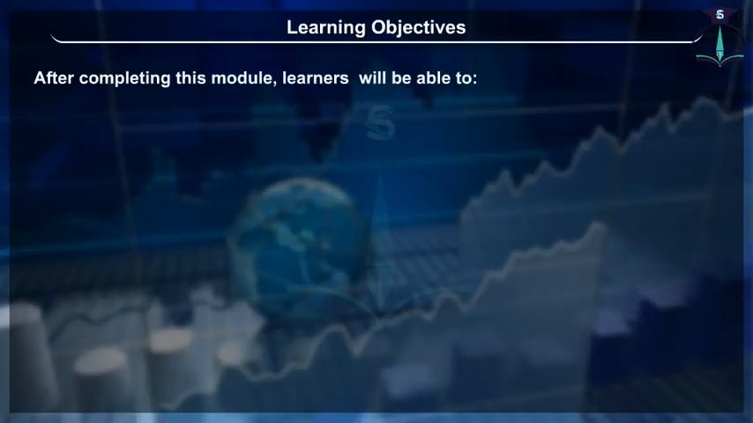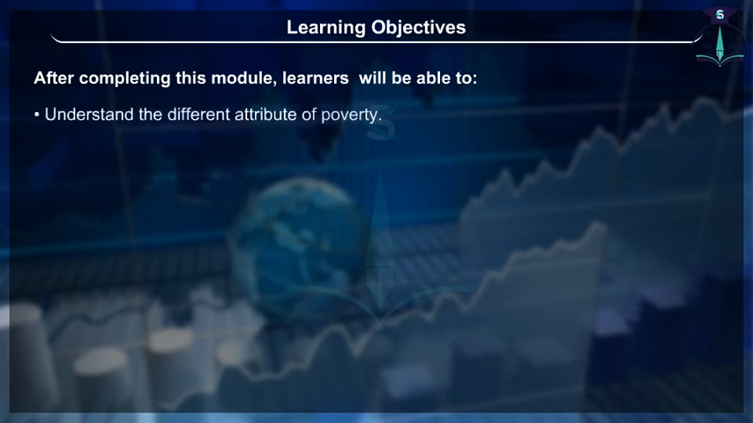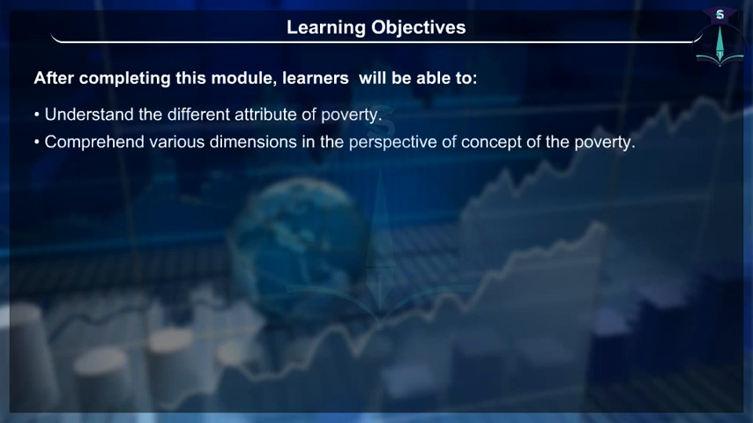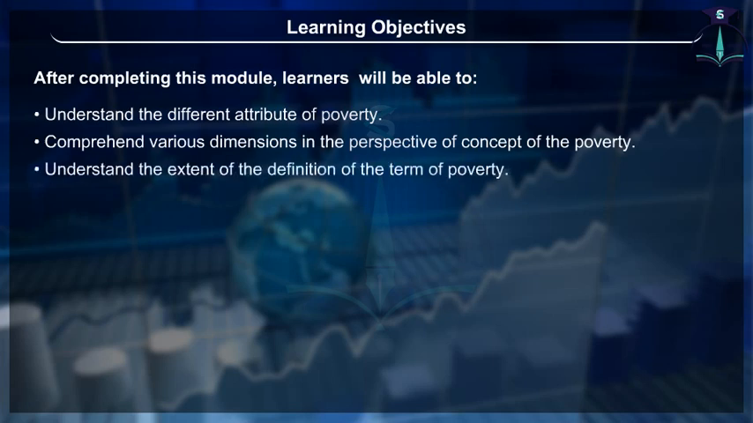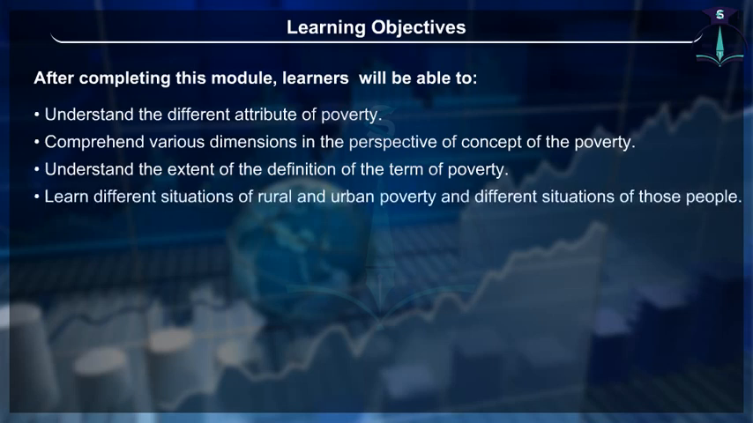Learning objectives. After completing this module, learners will be able to understand the different attributes of poverty, comprehend various dimensions in the perspective of the concept of poverty, understand the extent of the definition of the term poverty, and learn different situations of rural and urban poverty and different situations of those people.